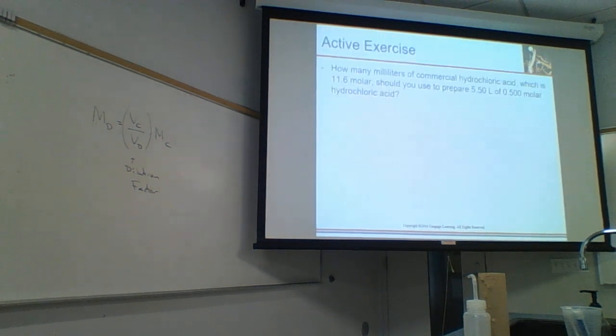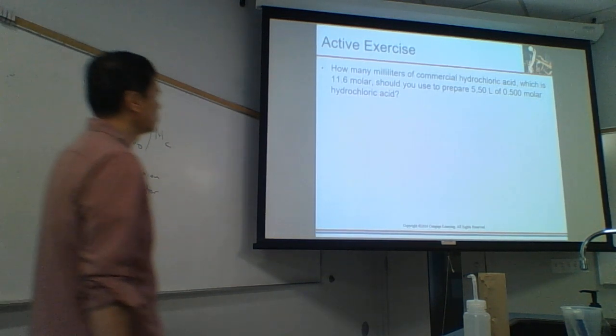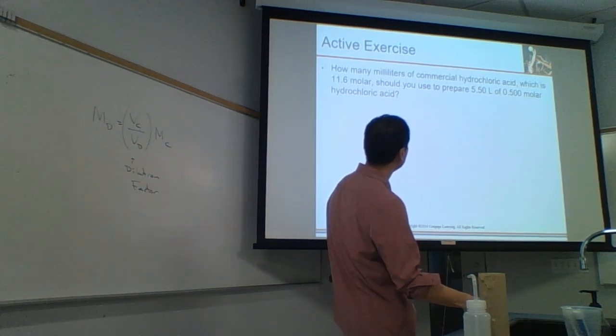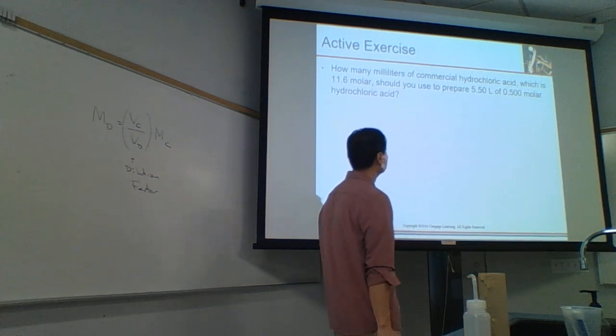Dilution factor. So how many milliliters of commercial hydrochloric acid, which is 11.6 molar, should you use to prepare 5.5 liters of 0.500 molar hydrochloric acid? When you buy hydrochloric acid, you buy the concentrated stuff, and then you just dilute it to what you need. This is really concentrated, 11.6 molar is the total concentrate.